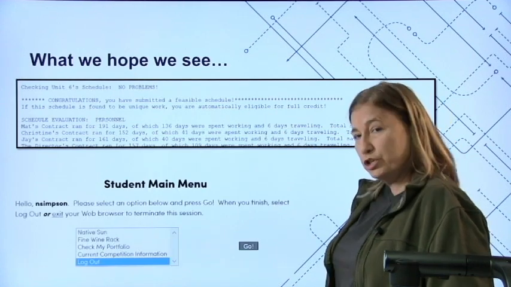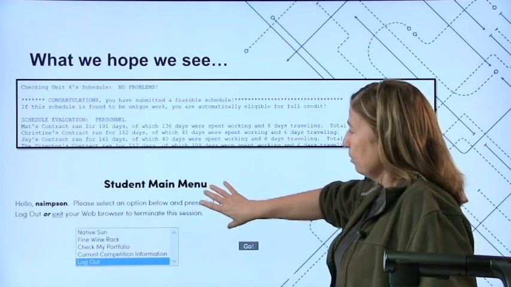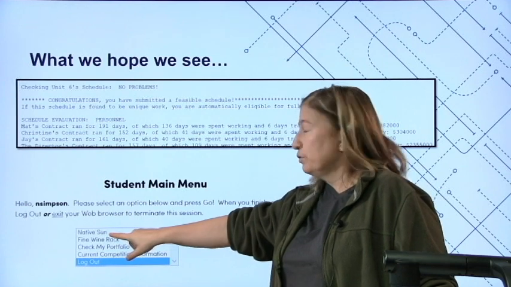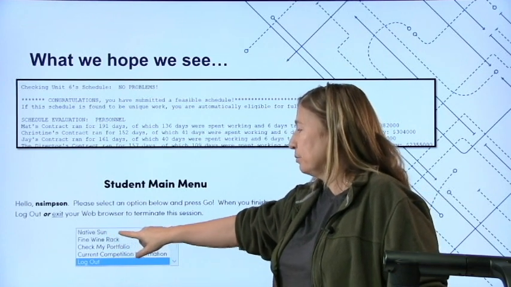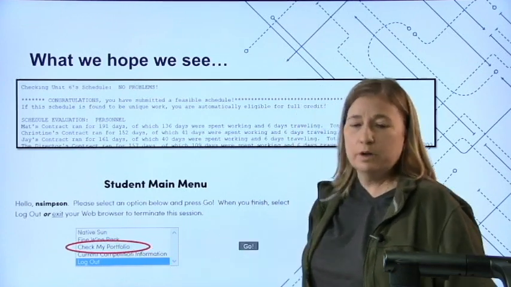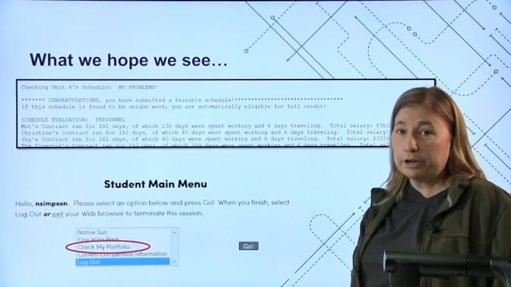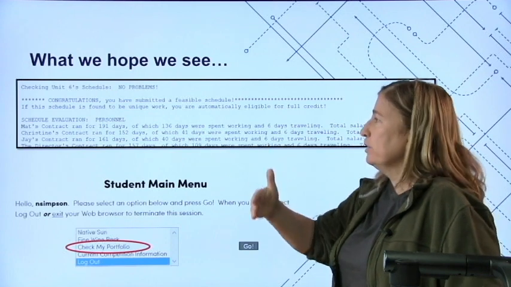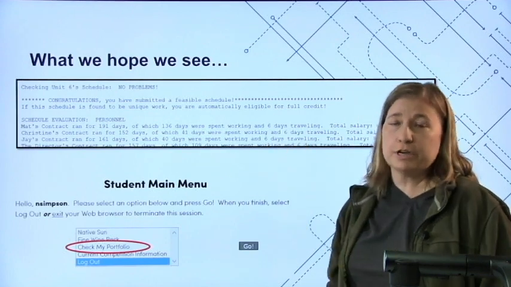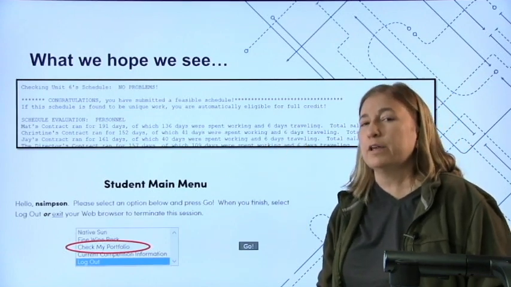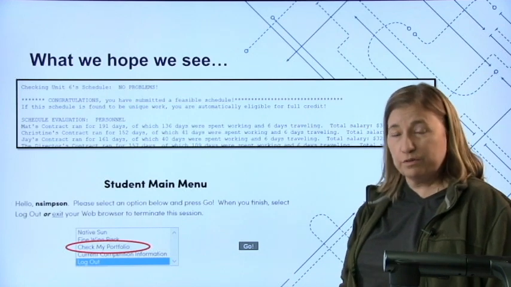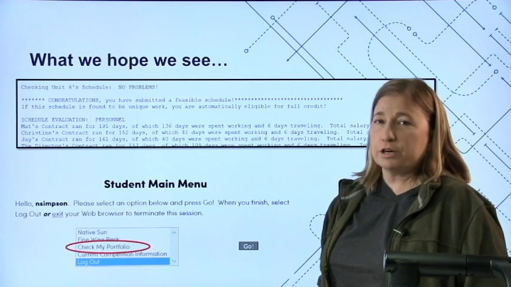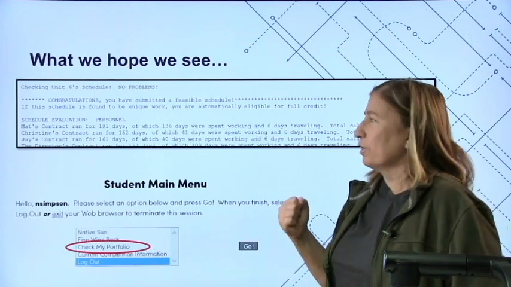Another way that you can check that is back out to your main menu. You were using Native Son to enter the data entry page, but the whole time there's been this check my portfolio option. That option pulls up a screen that tells you how many times you've run a schedule and how many of them have come back as full credit. So that's just another way, in case you weren't confident, to confirm that yes, it actually worked.